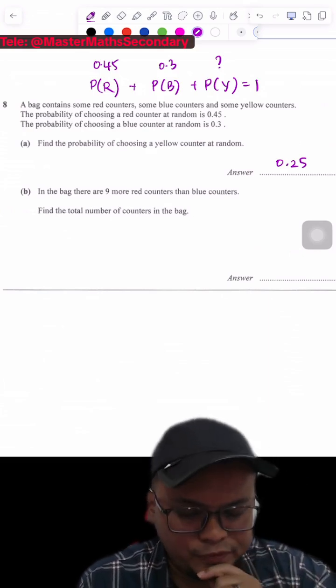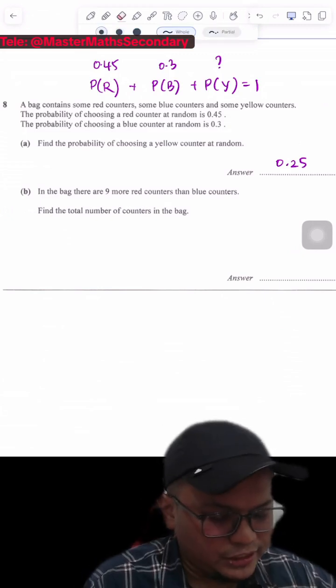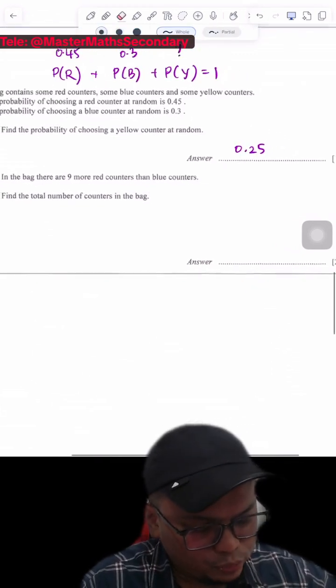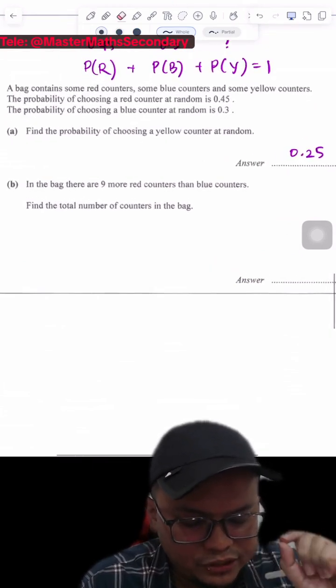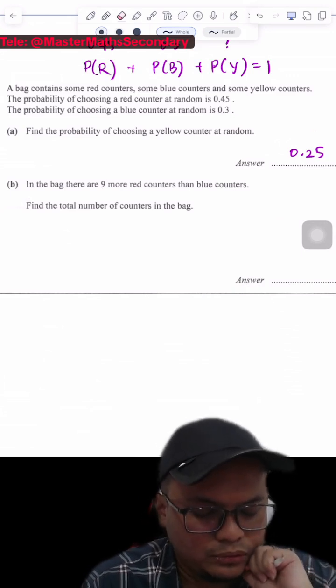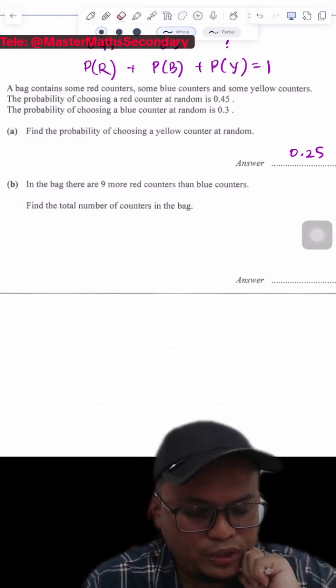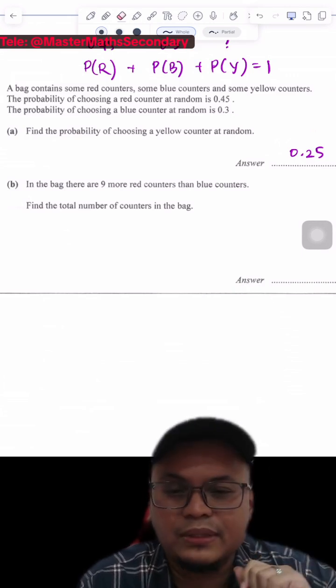Now, let's move on to part B, guys. This is where the challenge is. This is slightly more challenging because it's 2 marks. We are told that in the bag, there are actually 9 more red counters than blue. So what do we do here? We are asked to find the total number of counters in the bag.